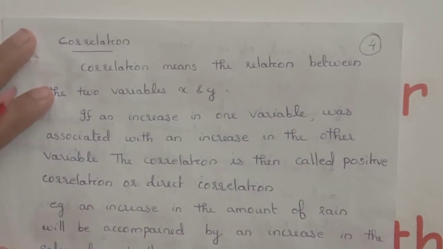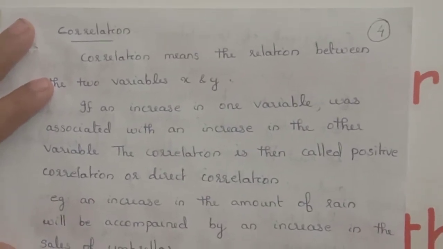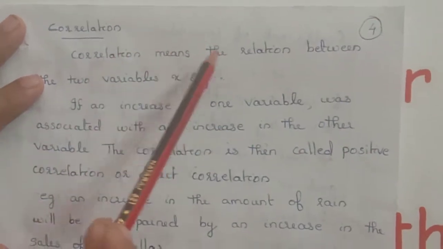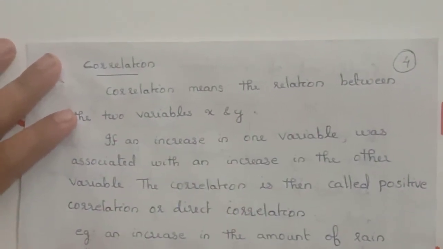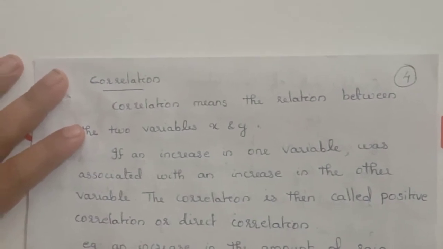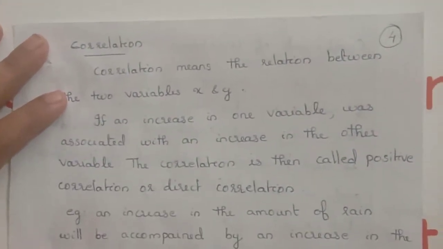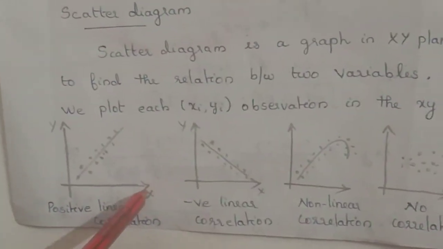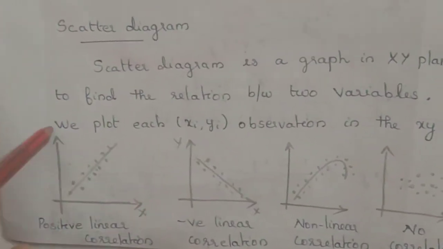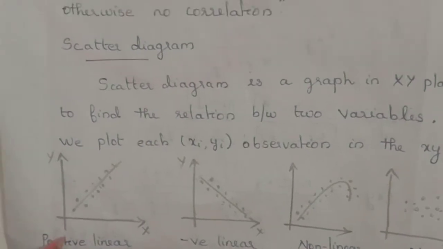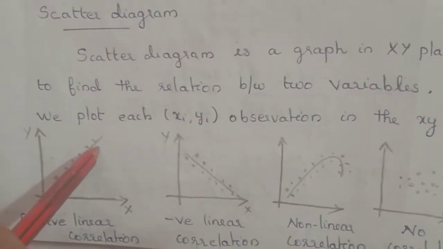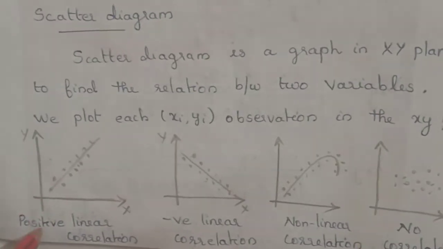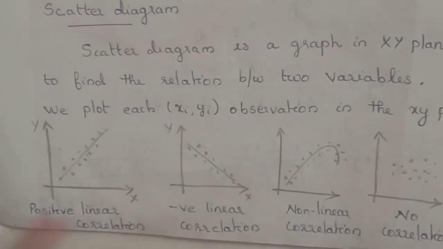Let us discuss correlation. Correlation means the relation between two variables x and y. That is, if an increase in one variable results in an increase in the other variable, it is called a positive correlation and is of the form of a straight line. It is called a positive linear correlation.